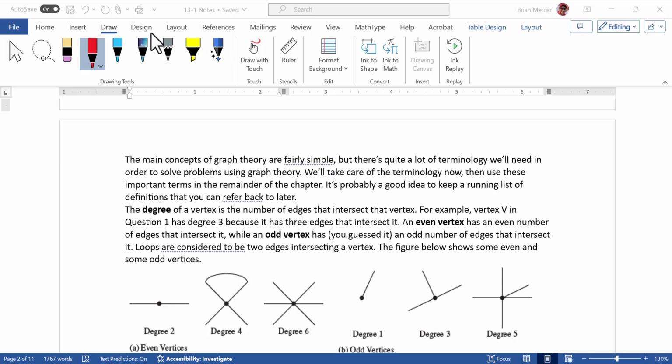So some additional terminology we need to get through with graph theory is we need to understand what degree means. The degree of a vertex is the number of edges that intersect that vertex. For example, if a line goes straight through a vertex, this would be considered a degree 2 vertex. This one would be degree 4, this would be degree 6. That would be degree 1 because there's only one edge connected to that vertex.